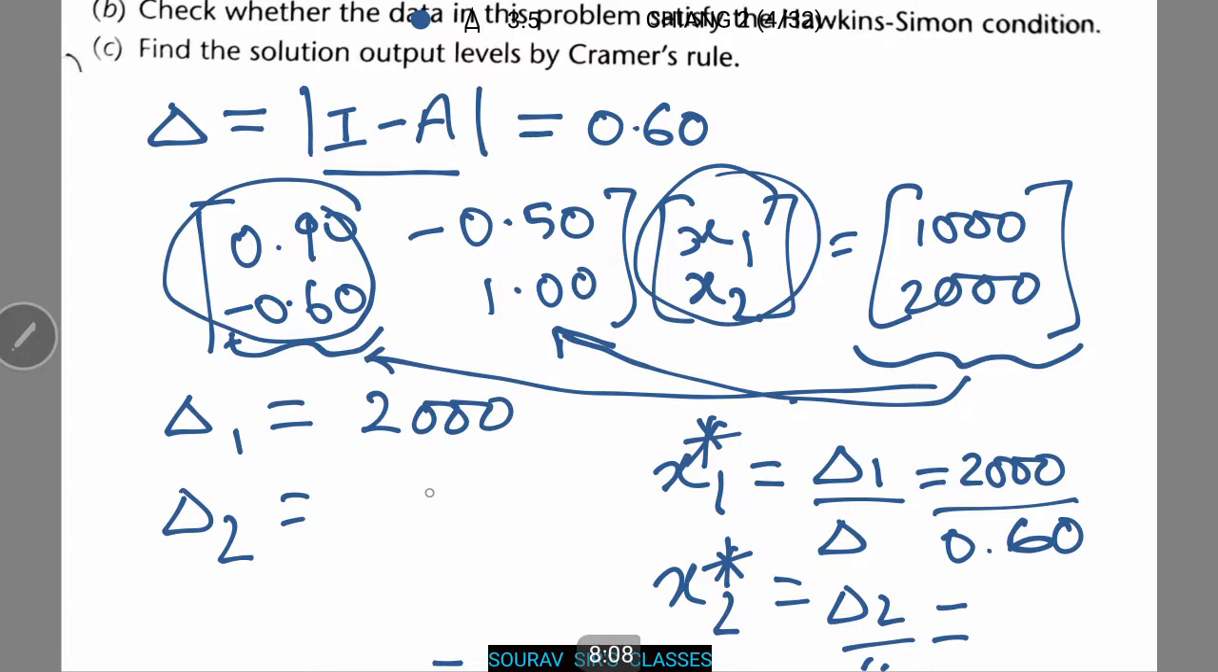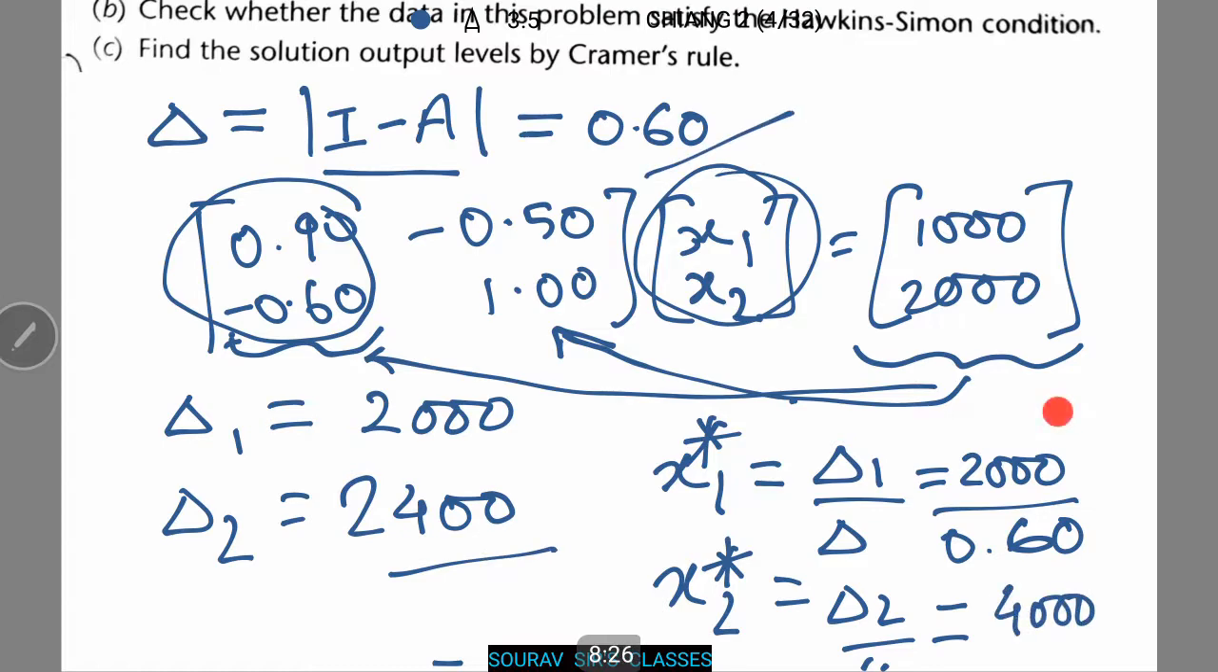Sorry, I made a calculation mistake. D2 has 2400 as its value. Now upon calculation, the value we get of x2 star is 2400 divided by 0.6, that is 4000.